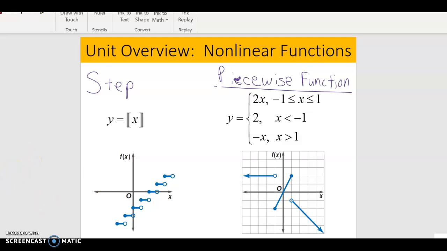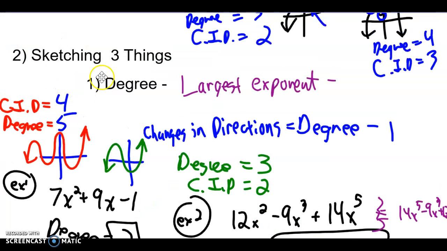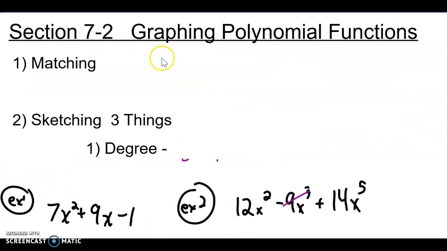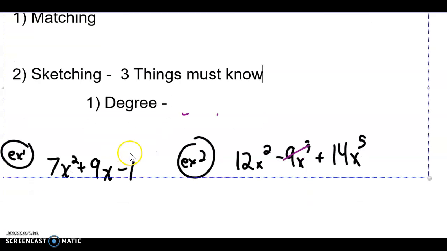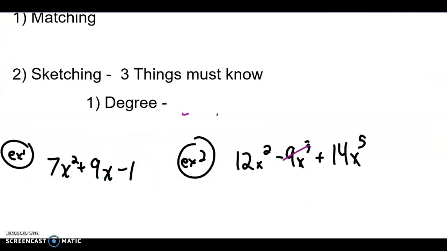So that is where we start, and you have to know this. Going forward, section 7.2, graph polynomial functions. So matching is what that whole section was. You need to be able to match every graph. And the second thing, even more important, is you're going to have to sketch all the time. There are 3 things you must know if you're going to sketch. So the first thing is degree. And I'll get to the other 2 later. That's how important the first one is.